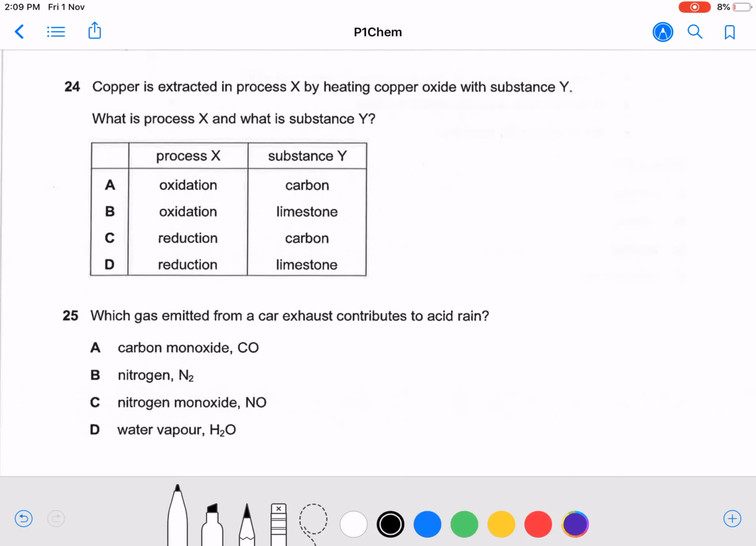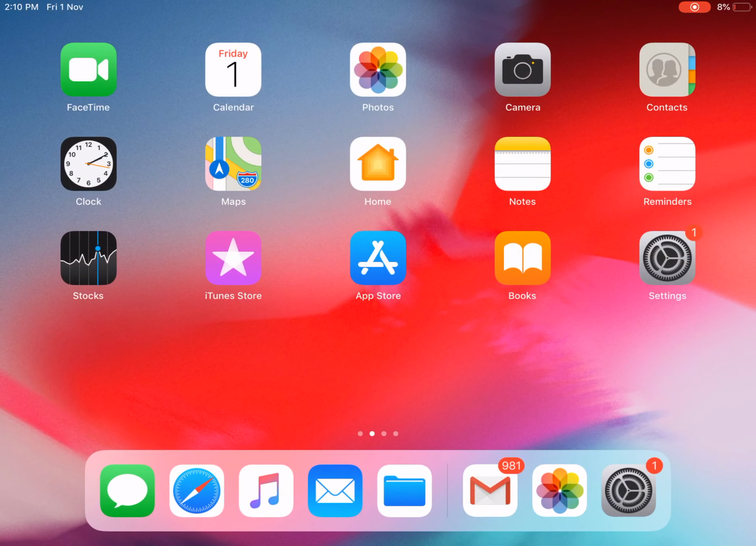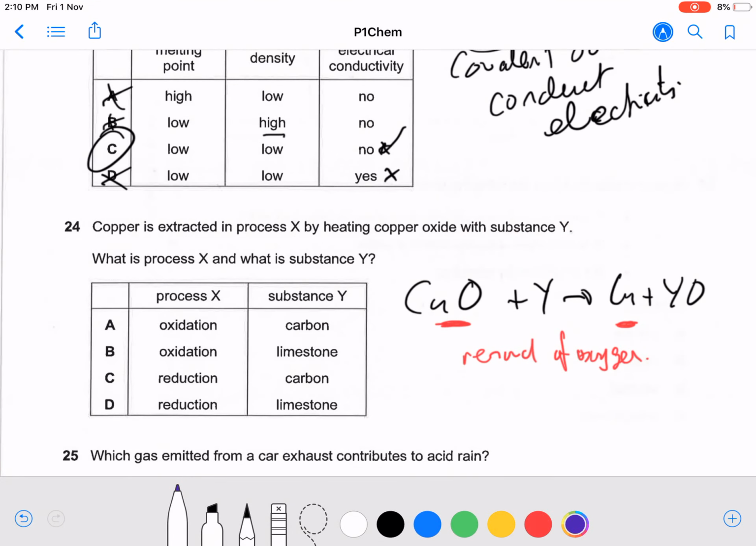24. Copper is extracted by heating copper oxide with substance Y. So copper oxide is CuO. We're going to add Y and make Cu plus YO. What is process X and what is substance Y? Well, X, the process, is removing. Here, copper has oxygen. Here, copper has no oxygen. So it's removal of oxygen. The addition of oxygen is oxidation. The removal of oxygen is reduction. So that's wrong and that's wrong.